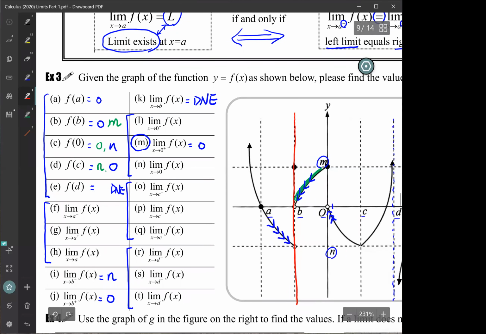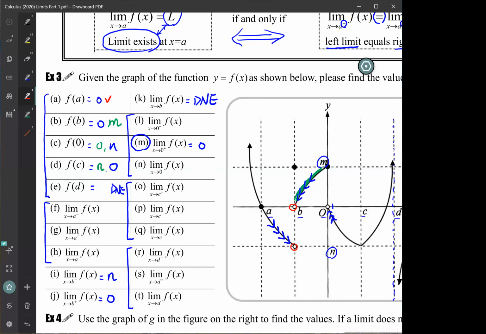So F of A, we got this together, right? We're looking for points here. F of A is 0. We got that one agreed together. F of B, if you look at B, let me erase the red line. F of B, because it's empty here, also empty down there, so there's no points there. So the Y value doesn't exist there. However, the point is up here. You see a black dot there. So answer should be M.